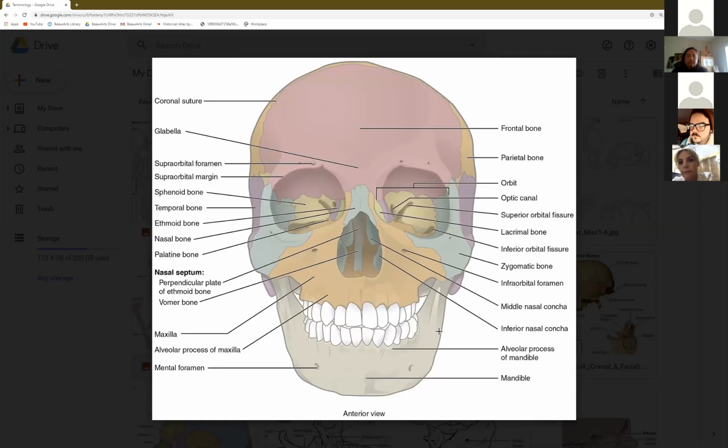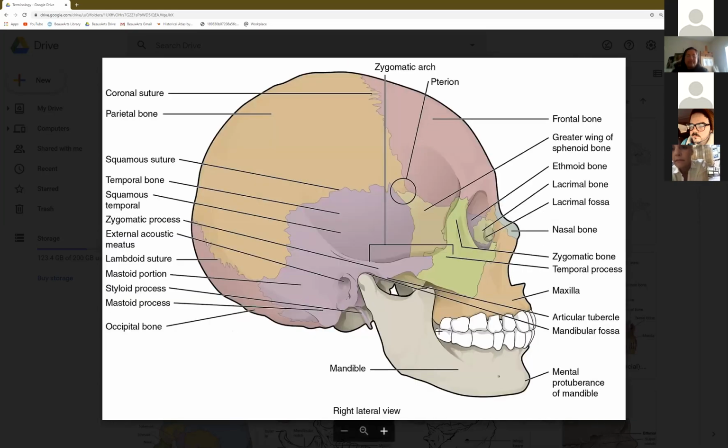So again, a lot of these same terms, but just from the anterior view. The way I would suggest that you commit these to memory is to draw and label the bones from the anterior view and lateral view, at least. If not, sometimes with the skull, I would do anterior, lateral, superior, and posterior views. So front, side, top, and back.